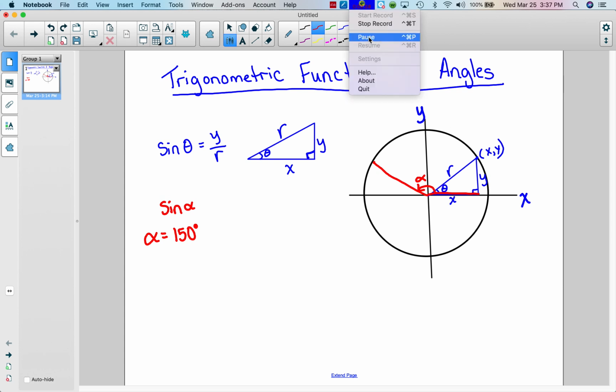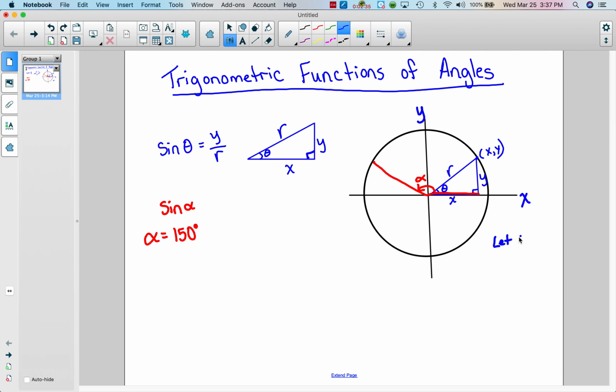Okay, so I'm drawing this to be 150 degrees. Actually, I'm going to leave that, but I want to talk about what theta is. I'm going to let theta be a 30-degree angle, and then we know that's a special triangle. So remember, it's 1, 2, square root of 3. So sine 30 degrees is opposite over hypotenuse, so it's 1/2. So I want to use that as an example. This would work with any angle, but I just want to show you.